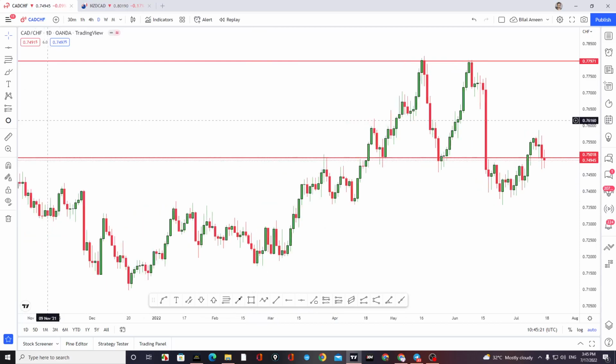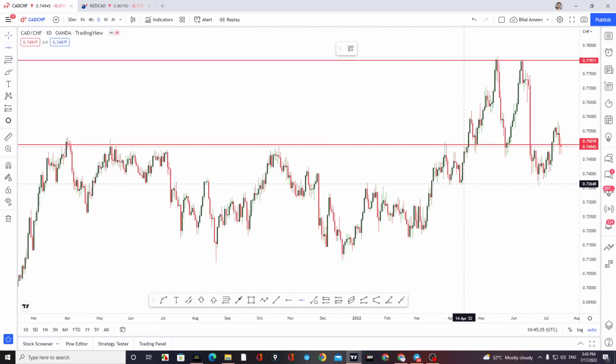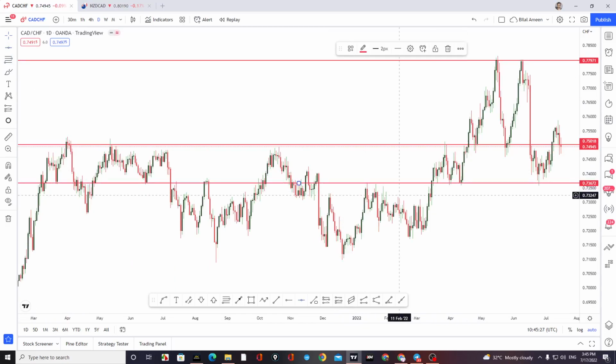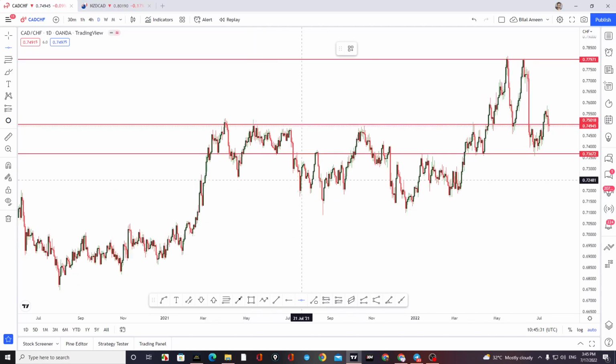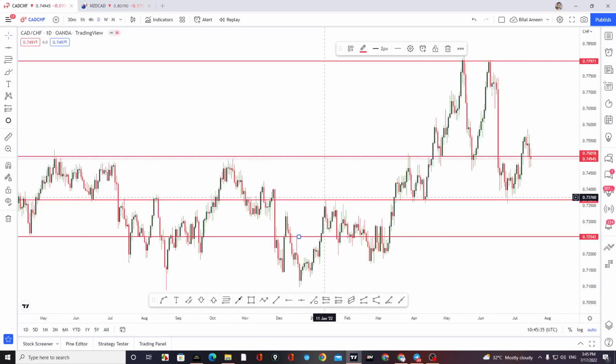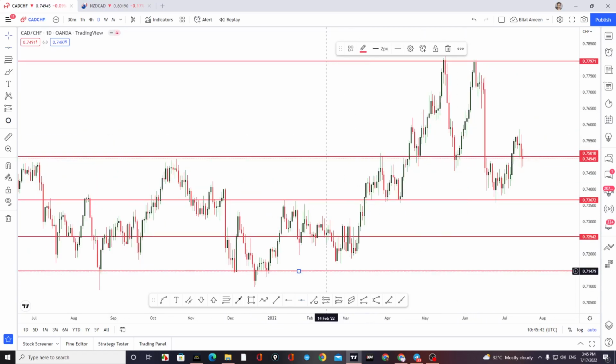Now we can draw more support and resistance over in our graph at this point. This is our another support, and at this point, and this is our another support. So in this way we will draw our support and resistance.